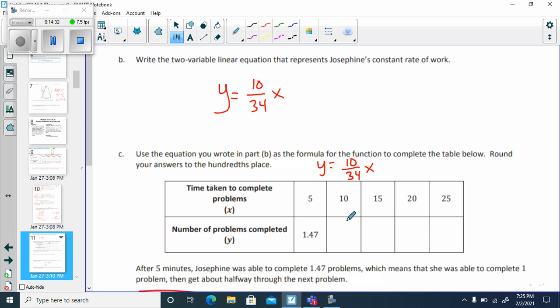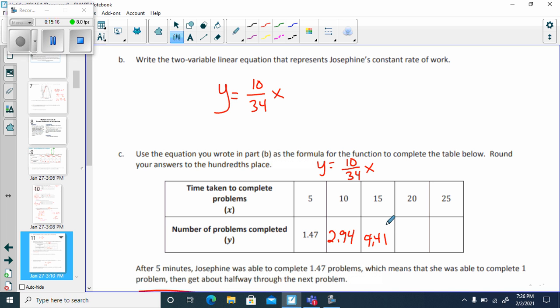Now let's plug in 10. That would be 10 divided by 34 times 10. And that would give you 2.94. See, it says answer to the hundredths place. So in 10 minutes, she would have completed 2.94 problems, almost 3 problems, right? After 15 minutes, what would she have created? We're going to plug the 15 in for the x. 10 divided by 34 times 15 would give her 4.41. After 15 minutes, she would have completed about 4.41 problems.